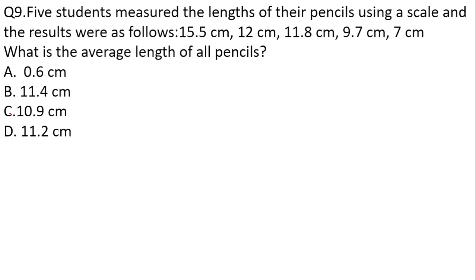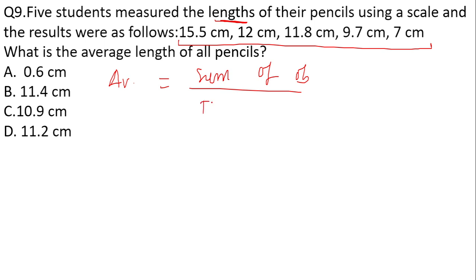5 students measured the length of their pencil using a scale, and the results were as follows: 15.5 cm, 12 cm, 11.8 cm, 9.7 cm and 7 cm. We have to calculate the average length of all the pencils. Now here, what is given? The lengths of the pencils of the 5 students have been mentioned over here. We have to calculate the average. We know the formula for average is equal to sum of observations divided by total number of observations. Am I right?